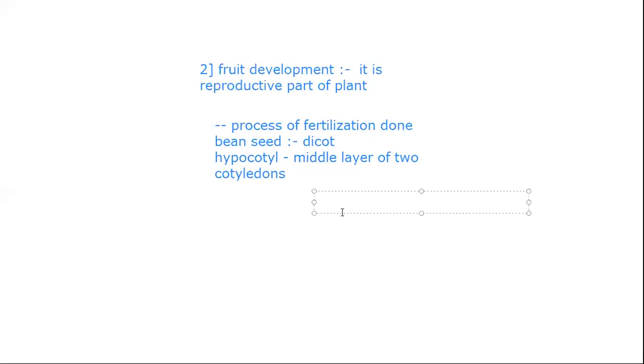Then another example, that is the monocot seed. In the monocot seed, we have the common example, that is maize. In the maize there is the single cotyledon.